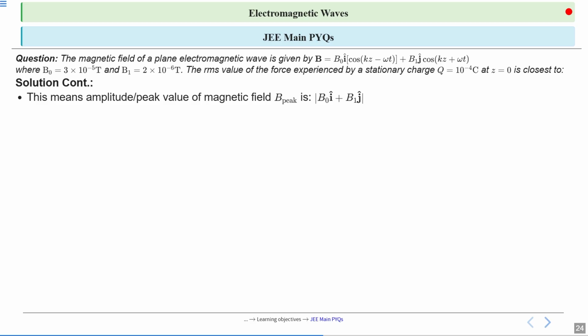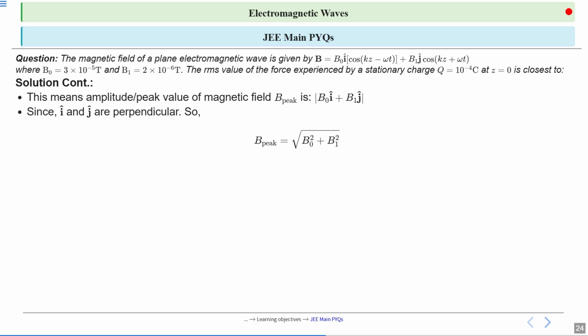So this means peak value is equal to mod of B naught i cap plus B1 j cap. Since i cap and j cap are perpendicular, according to vector algebra, the resultant B peak, the maximum value of magnetic field, will be found using root of B naught square plus B1 square. How can we find the resultant of two vectors A and B having angle theta between them? Root of A square plus B square plus 2AB cos theta.